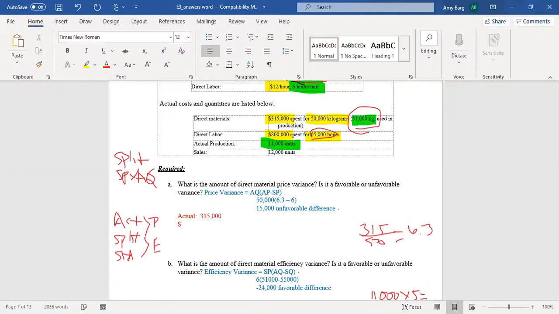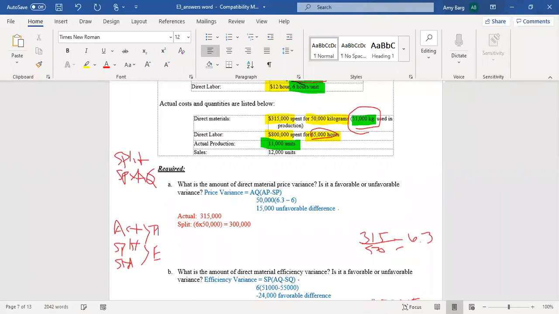And the split cost is the standard price times the actual quantity. So the standard price is $6 per kilogram, and the actual quantity purchased, not the quantity used, the actual quantity purchased is 50,000. So that's 6 times 50,000. So that's going to be 300,000.